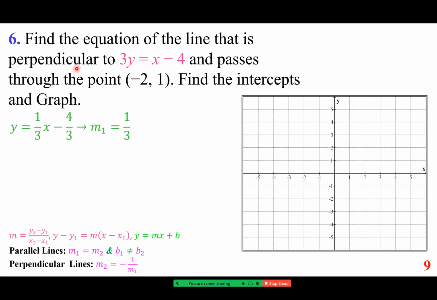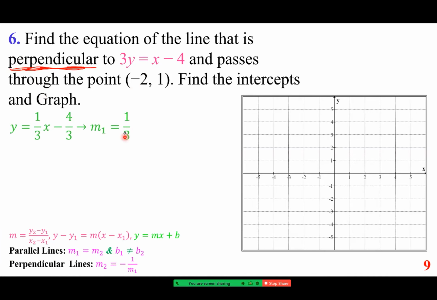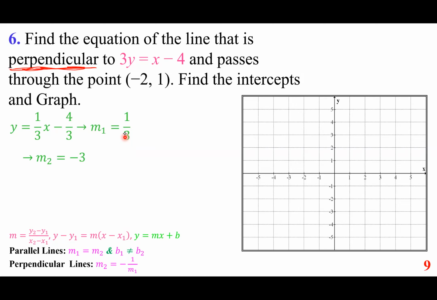Now, what is it that we want? We want a line which is perpendicular to this. Therefore, we have to find the slope for that one, which is the negative reciprocal of this one. The reciprocal of this one is 3/1 or 3. Negation gives us negative 3. Again, we are going to use the point slope, y minus y1 equals m times x minus x1. By using this slope, negative 3, and this pair, y minus 1 equals minus 3 times x minus negative 2, which means positive 2.